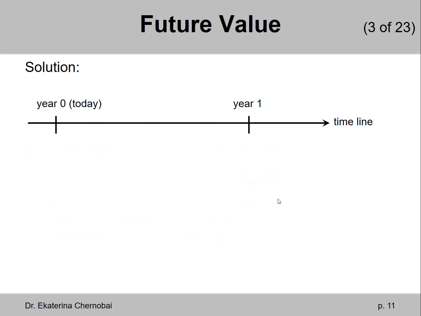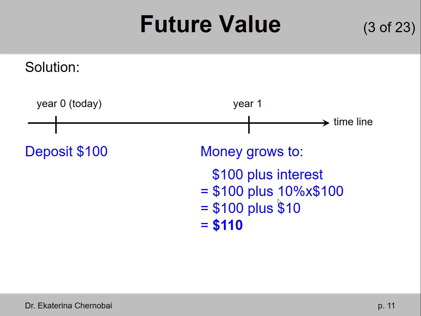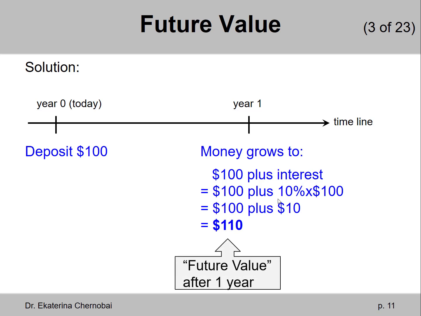How do we solve this problem? You deposit $100 today. Money will grow to $100 plus interest, which is the same as $100 plus 10% of $100, which is the same as $100 plus $10, because 10% of $100 is $10. And $100 plus $10 gives you $110. This is the future value of today's $100 in 1 year.